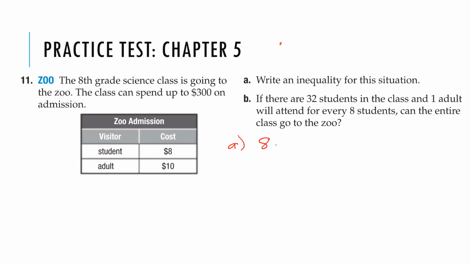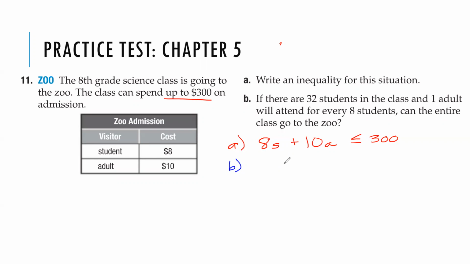Okay, so you have to look at the table, and it says for each student, it's $8. So 8 times the number of students plus, it's a field trip, so adults are going to go, and it's $10 for each adult. So $10 times the number of adults, and they can spend up to $300. So the maximum they can spend is $300. So they want to spend less than or equal to 300 because it can be equal to 300. Okay?